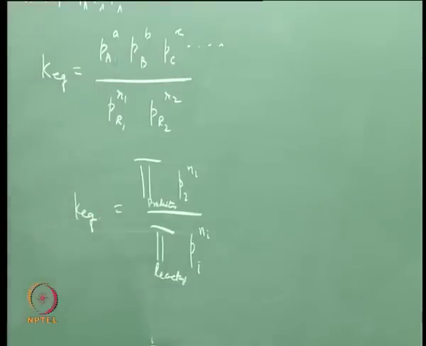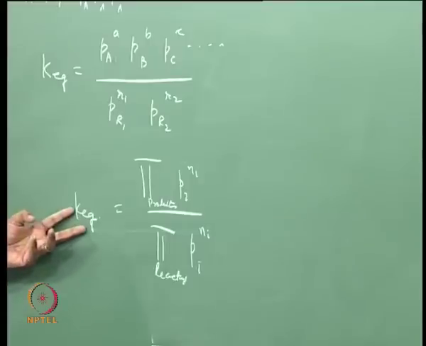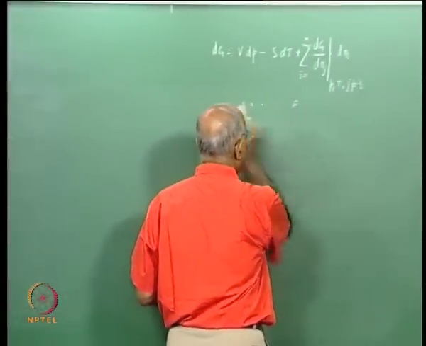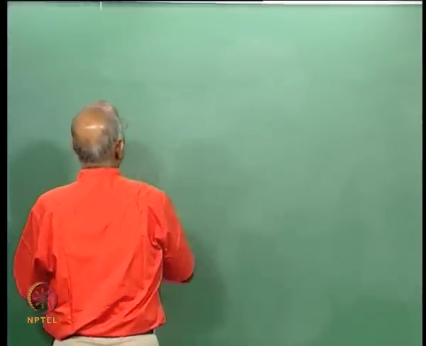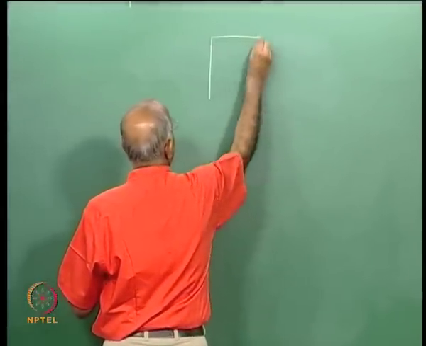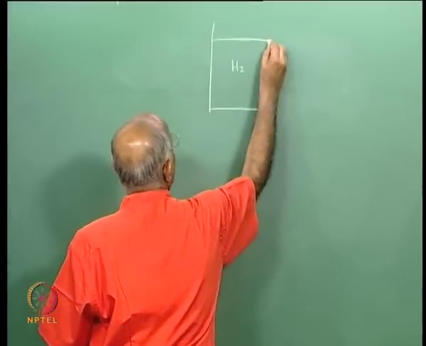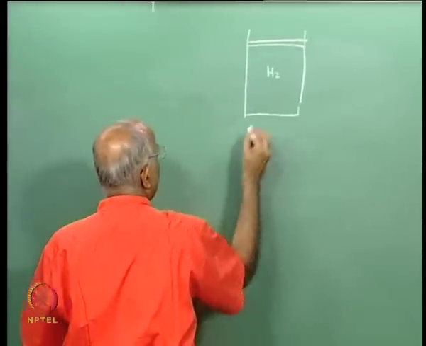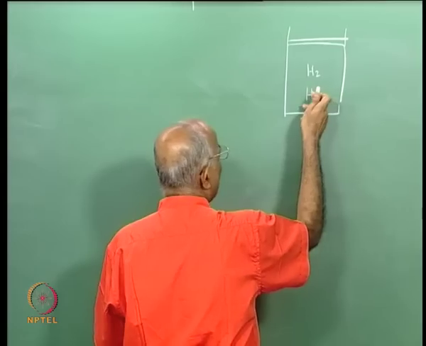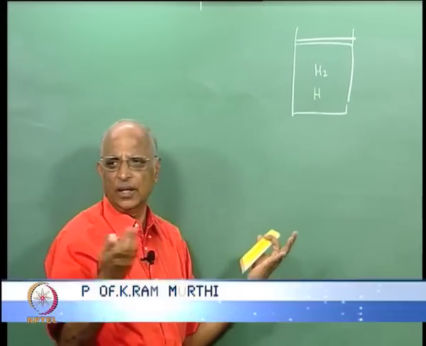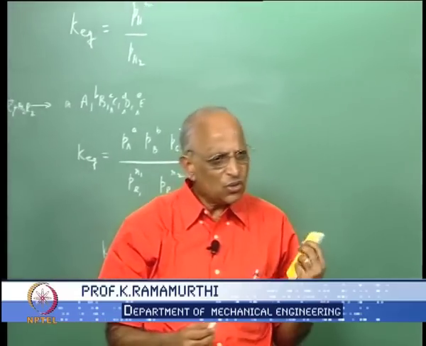Now I just want to spend another 2 minutes on what decides this. We have still not analyzed our problem, and what was the problem we were considering as an example? We were considering hydrogen enclosed in a particular volume at constant pressure, that means a freely floating piston. I wanted to find out what is the concentration of H and H2 at a given high temperature, and let us go back to this problem.